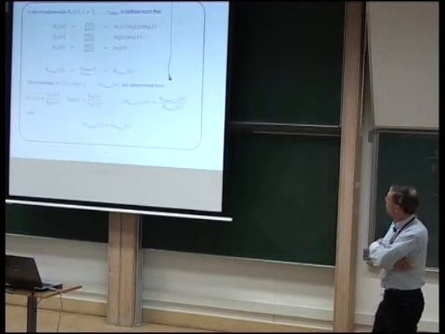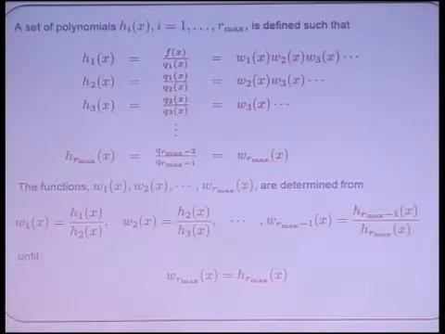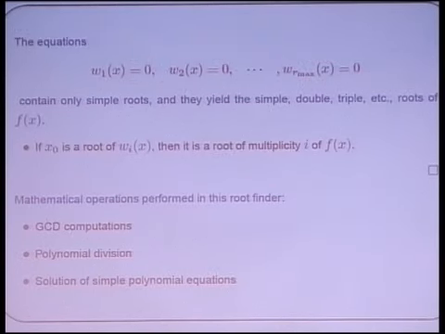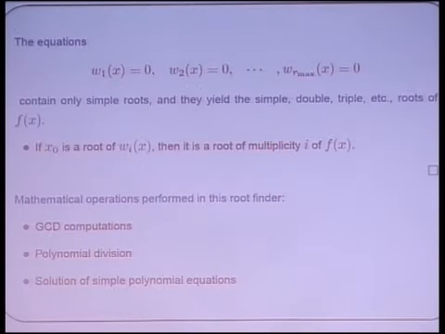Okay, so now the next thing: we get our polynomials wi here. By division of the h's, we get the wi's, and then the next thing we want to do is solve these equations. So you can see what we've done. It's almost like a divide and conquer algorithm.